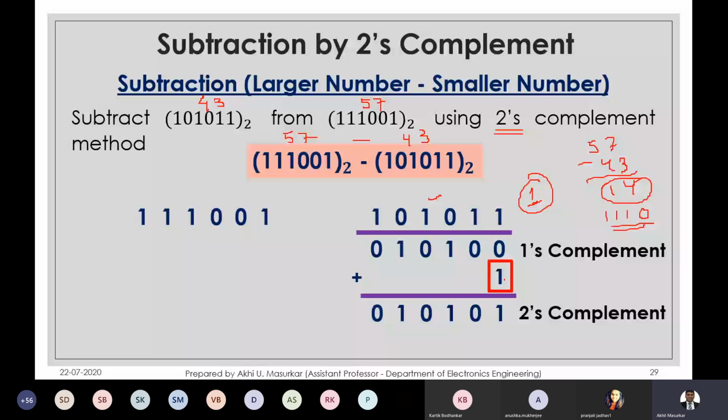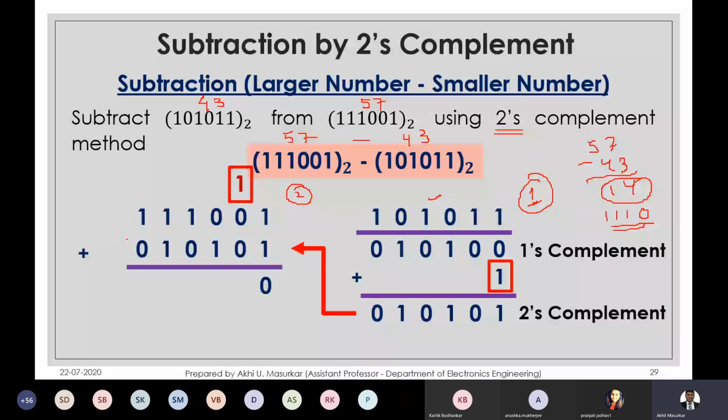So step number 2 says to add now. Whatever you have got, the 2's complement of the smaller number, add it to the larger number. So what will be the addition of this? 1 plus 1 will be 0, carry 1. Then 1 and 3 zeros will give me sum as 1. Again sum will be 1. 1, 1 will be sum 0, carry 1. And 1, 1 will give me sum 0 and carry 1.